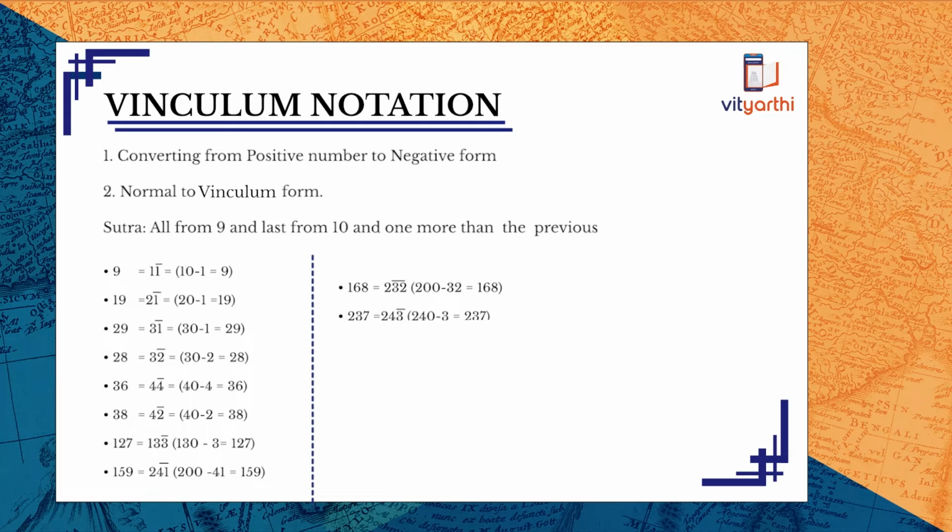Now let's convert a vinculum number to the normal form. Suppose we have the number 12 bar 86. How can we convert it? 12 bar 86 can be written as 1314. What is the base of 1314? The base is 1300. So 1300 minus 14 is 1286.